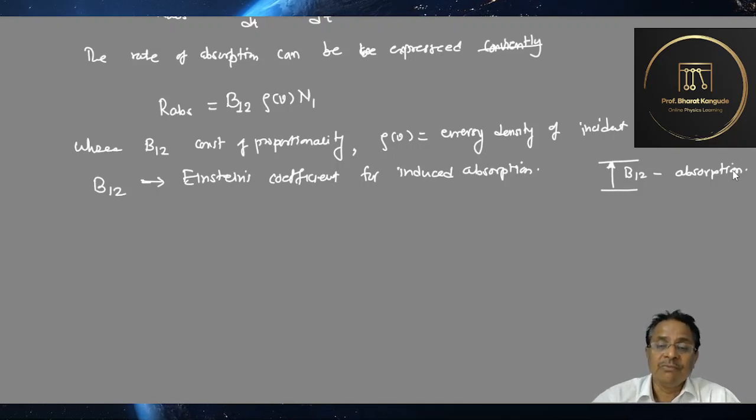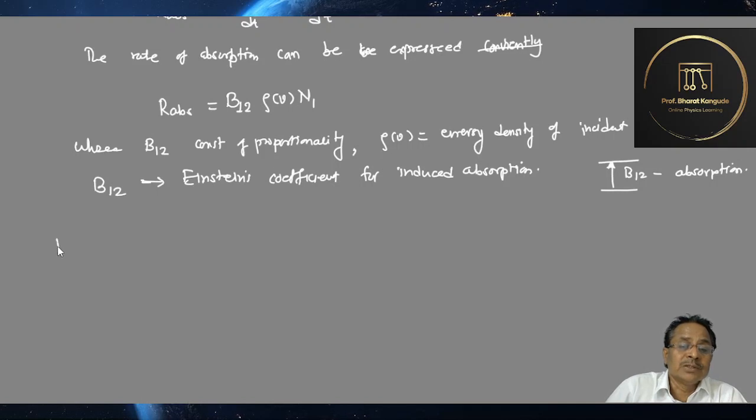Now for emission, we are using these coefficients A12 or A21 like that. Now we are going to discuss the second process, process number 2 or B, that is spontaneous emission.